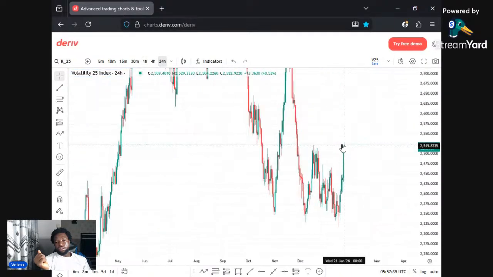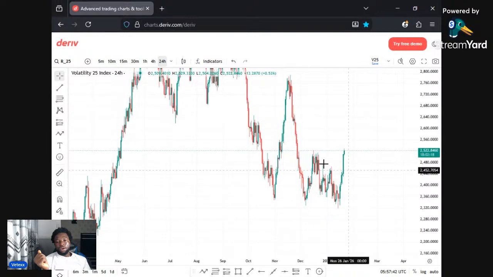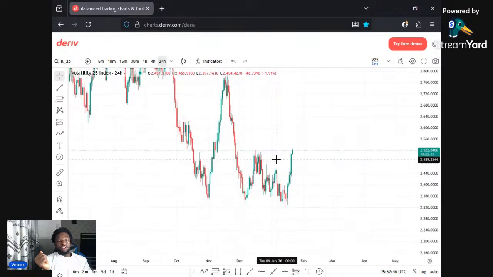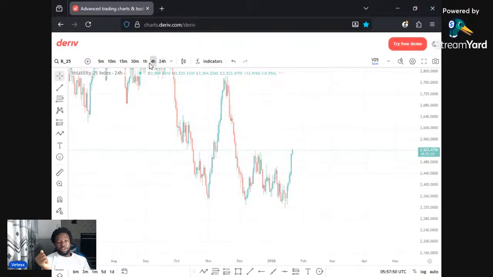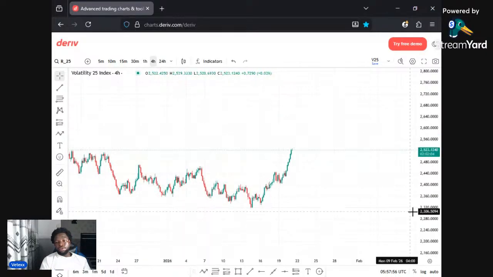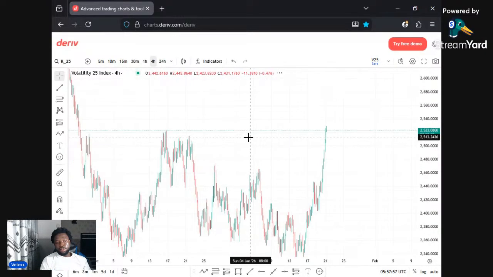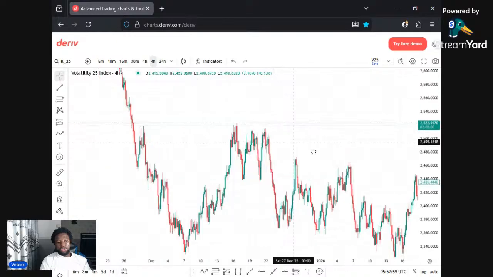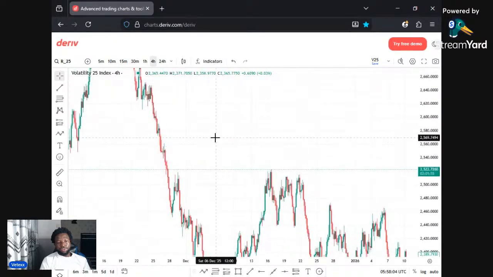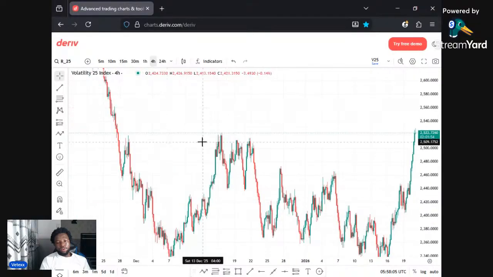So on this volatility 25 index, we have a move. We have a 24-hour move yesterday, but it got invalidated. On the 24-hour time frame, there is nothing happening, but on the weekly time frame, V25 index is bearish. So let's check where this price is reacting from. Currently, we can't really tell where this price is reacting from.